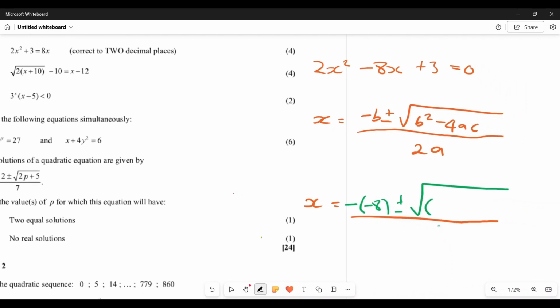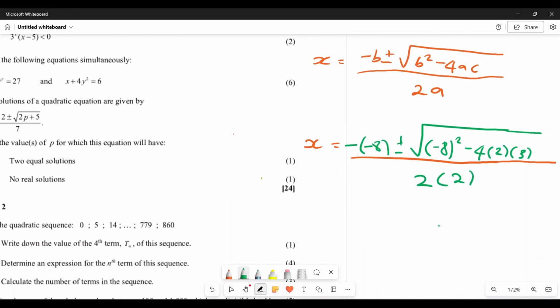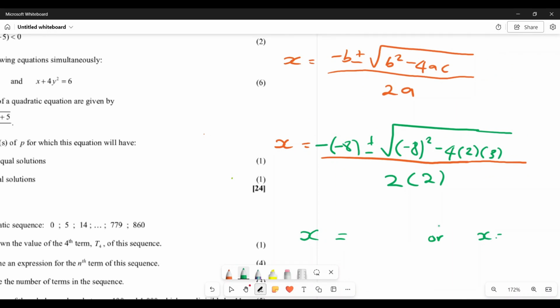b squared. So it will be negative 8 squared minus 4. My value of a, it's 2. My value of c, it's 3, all over 2a, right? So the next step, you're just going to punch this into your calculator and you're going to get your two values of x, of which you need to round them to two decimal places, right? Let me just go about punching this into my calculator.